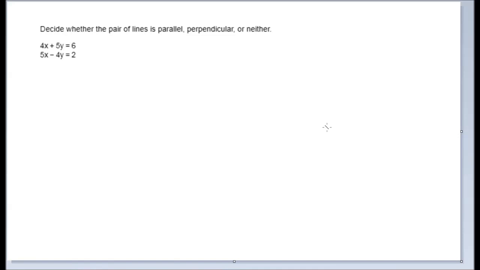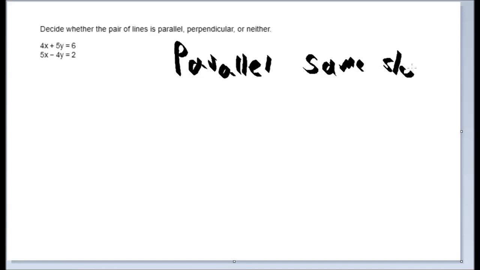Okay, for these problems, we have to decide whether these two lines are parallel, perpendicular, or neither. One thing we know about parallel lines is that they have the same slope. So we can calculate these out to see whether or not we're going to have the same slope, and so we'll need to know what they are.